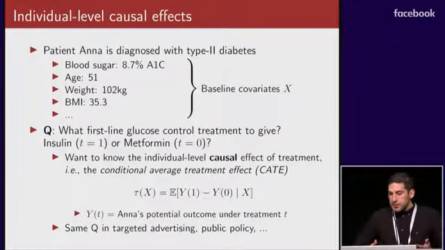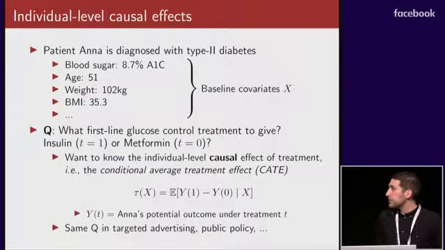The question then is, given all of these baseline covariates, denoted by the variable x, that we know about the patient Anna at this point, what should be the first-line glucose-controlling treatment that we should give her?